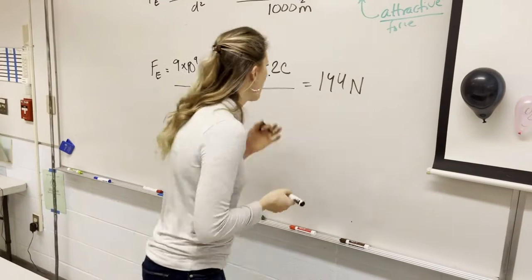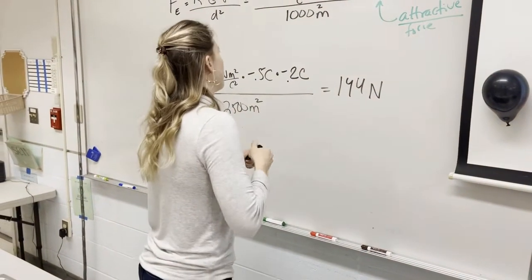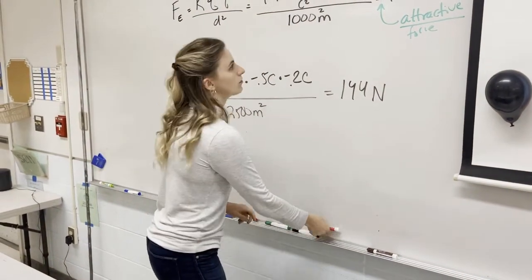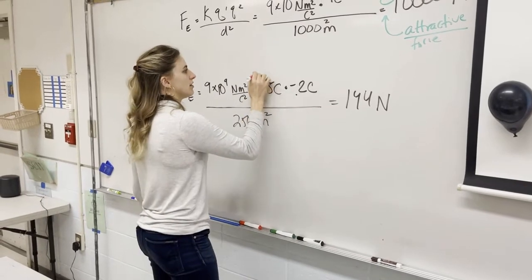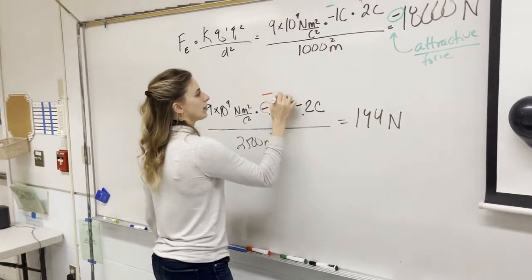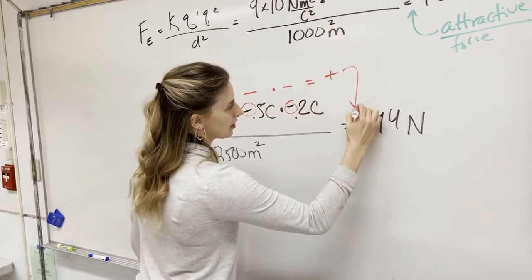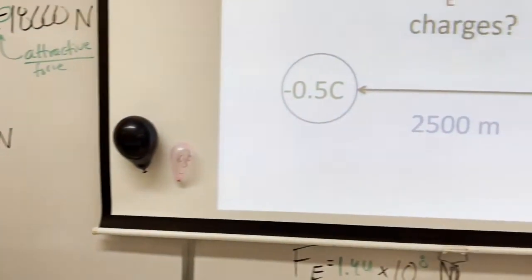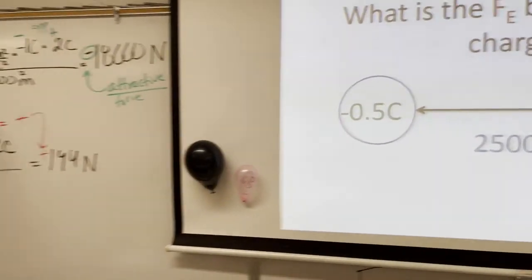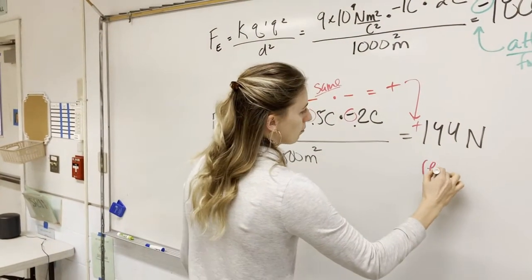All right, let's take a look at these signs again here. Here we have a negative times another negative, and negative times negative gives me a positive. There's a positive number right here. So what kind of force are we talking about here? We know that same charges repel, so we're talking about repulsion.